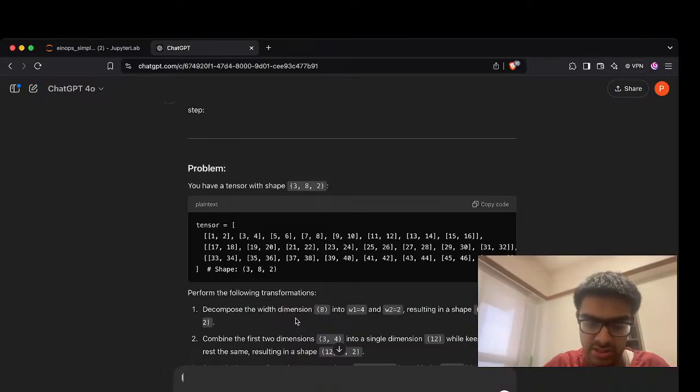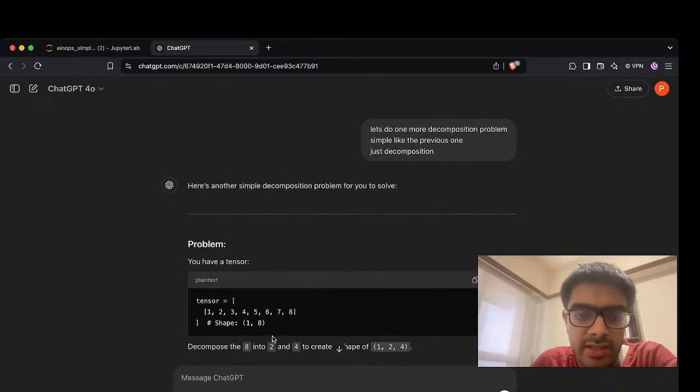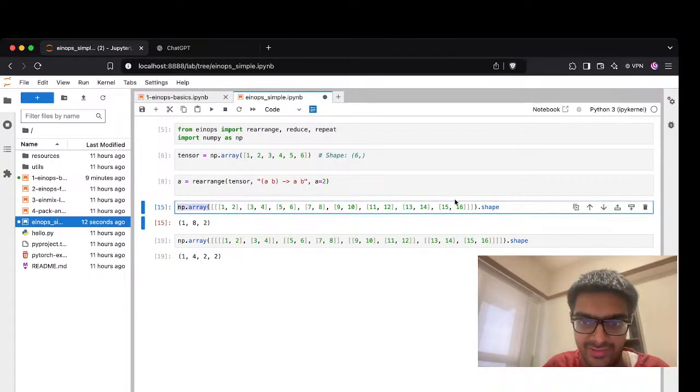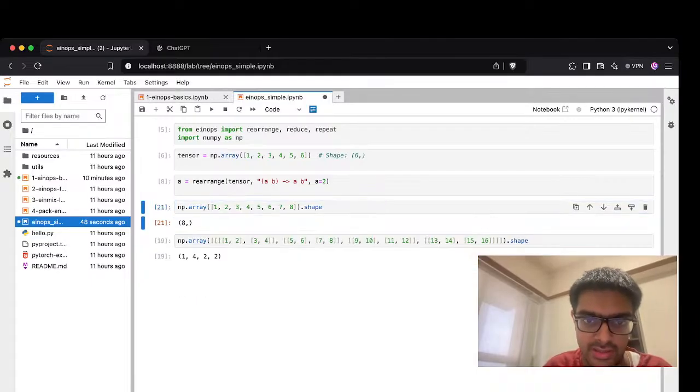Okay, let's do one more decomposition problem. Simple like the previous one. Just decomposition. We have this tensor. Decompose the 8 into this is actually really, I would argue too simple, right? So np.array of this dot shape is just 8.1, right? Oops, I pressed anything. I paste it, right?